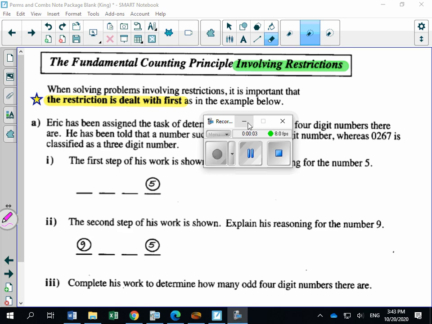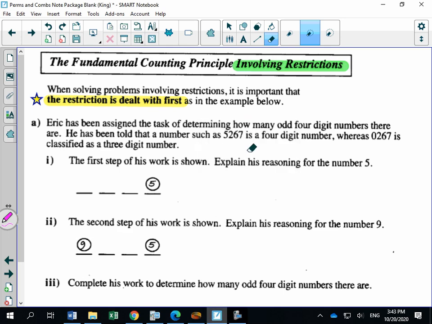This video is going to be part 2 of lesson 1. In lesson 1, I introduced you to the fundamental counting principle, and all of the examples that we did in the first part involved no restrictions. What I'm going to do in this video is introduce something called restrictions. So highlight that this is going to be involving restrictions.